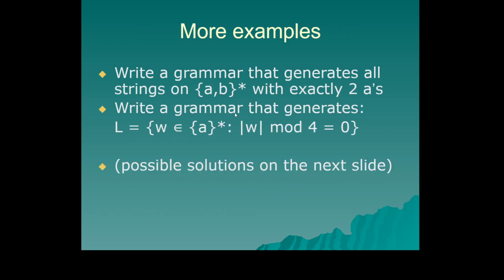So we have two more problems before I let you go. The first one's a little tricky. Hopefully you'll be able to think about what this might translate to, but we want to write a grammar that generates all strings made of A's and B's, zero or more A's and B's, that have exactly two A's. So let's take a second, pause the video, and give you a chance to solve this one.